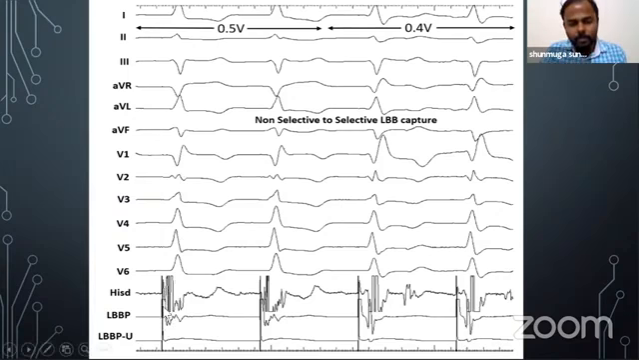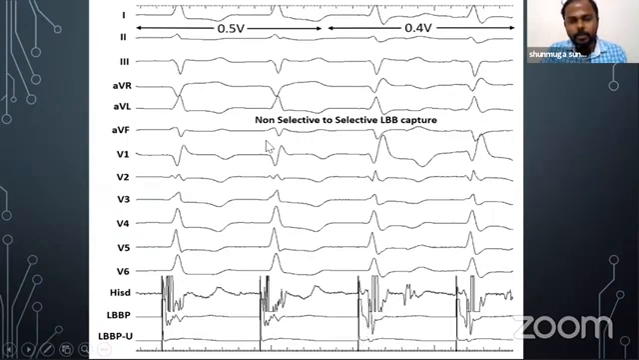While pacing, you can see the pacing artifact is immediately followed by the local ventricular electrogram with a non-selective capture. But once the capture has become selective, the pacing artifact is followed by an isoelectric interval, and then the local ventricular electrogram appears. You can see the visible difference here. This is a non-selective capture where there is no interval between the pacing artifact and the ventricular electrogram. But here, there is a clear interval between the pacing artifact and the local ventricular electrogram.